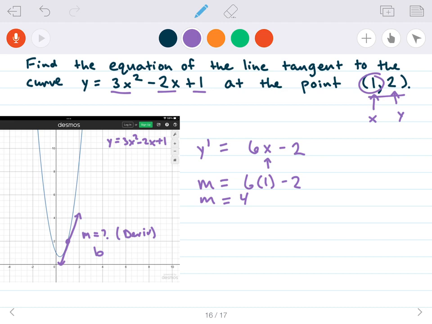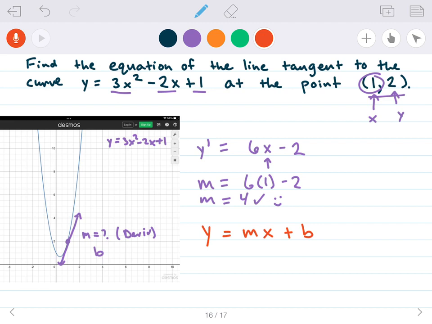And that kind of makes sense from the graph. It looks like it has a slope of about positive 4. Yay, we have the slope. Let's figure out what the y-intercept is. Now, remember from back in the day, we have the slope-intercept form of a line, y equals mx plus b. And now we can plug in everything we need and solve for b.